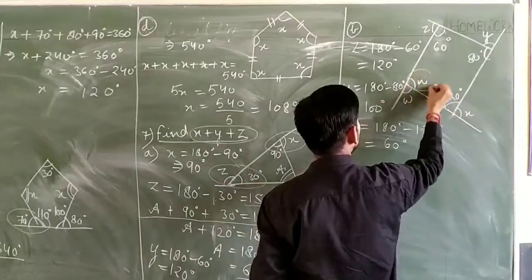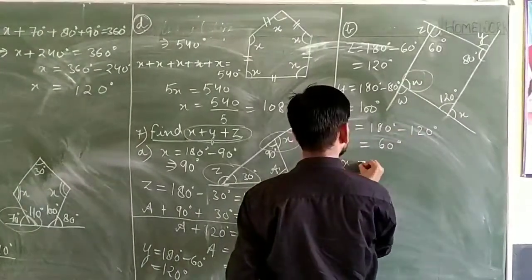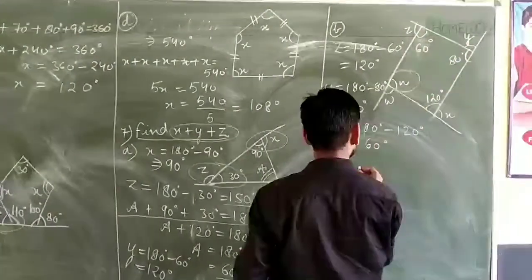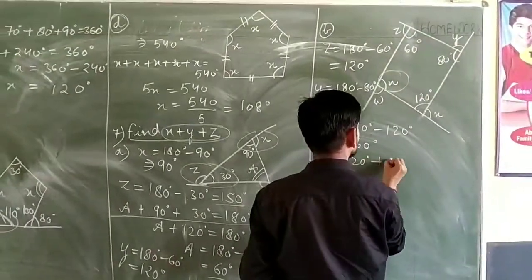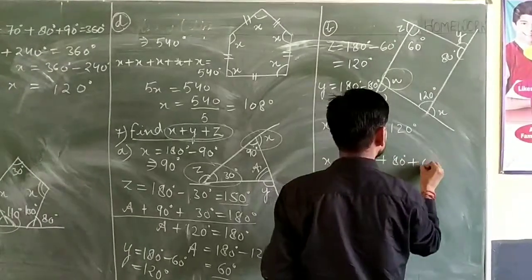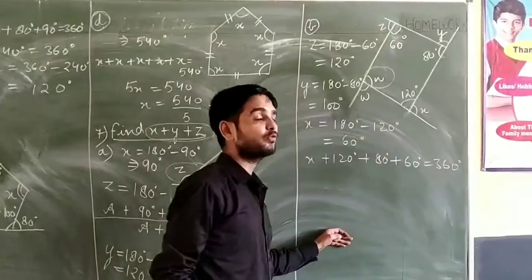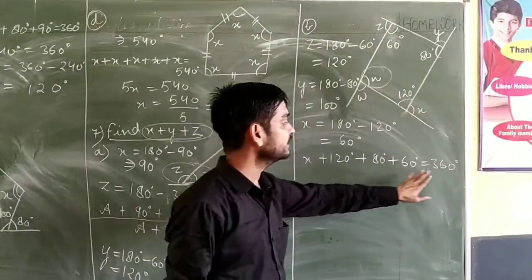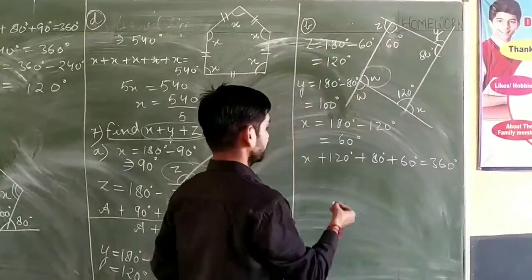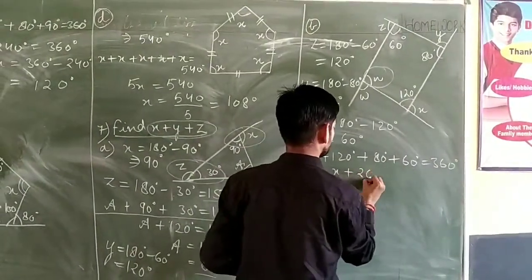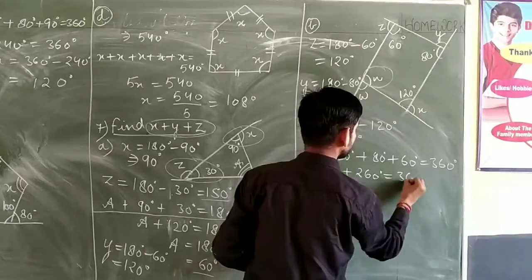And you can see the x value. X will be: x plus 120 plus 80 degrees plus 60 degrees is equal to 360 degrees, because the sum of all angles of a quadrilateral is always 360 degrees. Now do the addition. It will be 260 plus x is equal to 360 degrees.